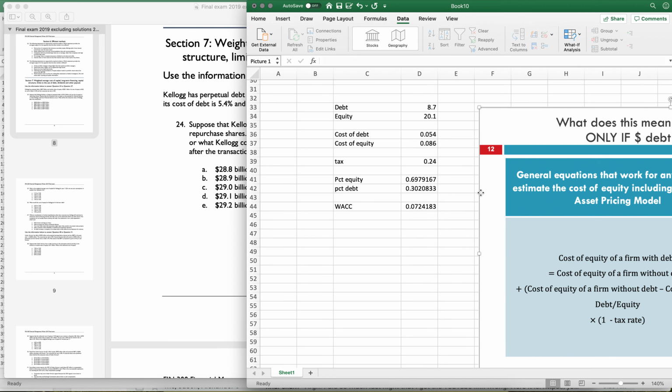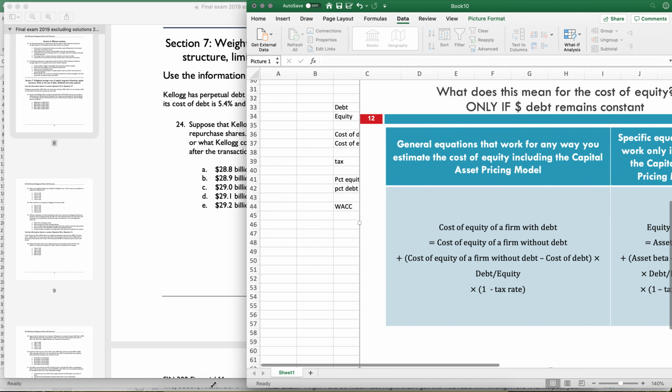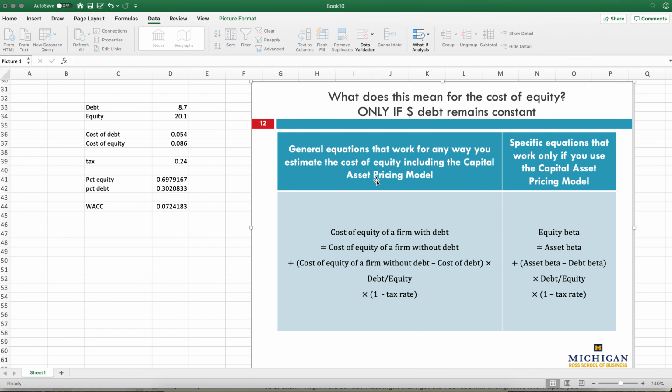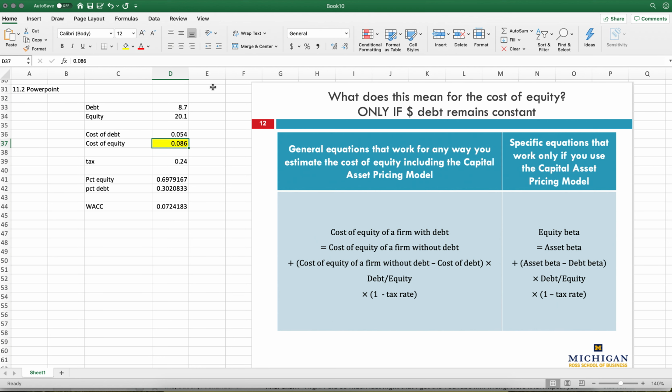Okay, so this formula, let me just make the page big. This formula is from the 11.2 PowerPoint. And you notice we have cost of equity of a firm with debt. So that is this number. Let me highlight it. We are looking for cost of equity of a firm without debt.